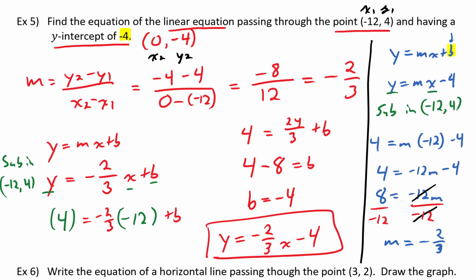So right here, 2 alternative ways to solve this one problem. We can either determine the slope first and then solve for the y-intercept, or if we're given the y-intercept, we can just sub that in and then finally solve for the slope.